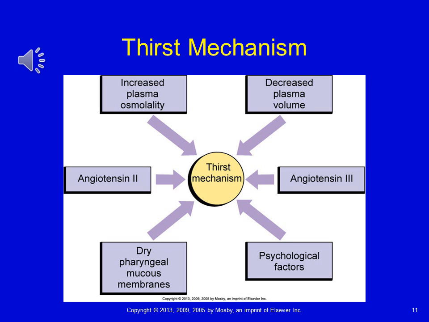This diagram shows stimuli that affect the thirst mechanism. The thirst control mechanism is located within the hypothalamus in the brain. Osmoreceptors continually monitor plasma osmolality. When it increases, they cause thirst by stimulating neurons in the hypothalamus. Dry oral mucous membranes also cause thirst. People who are alert can obtain fluid or communicate their thirst to others, and fluid intake restores fluid balance.